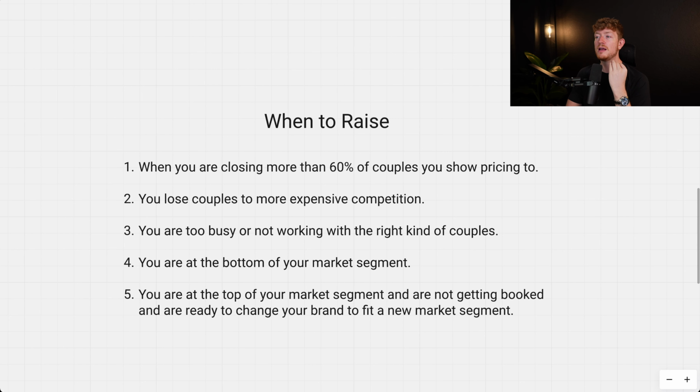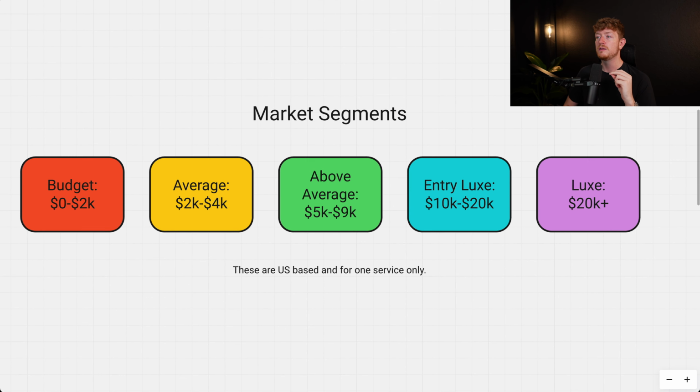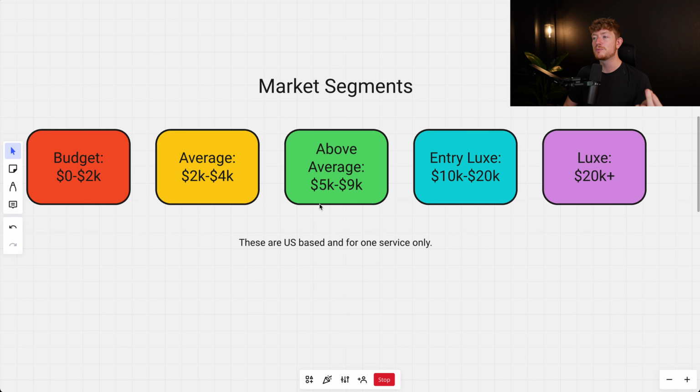Number four, this is where the market segments come in. You are at the bottom of your market segment. So, for example, if you're at the above average price point but you're starting at 5K, or your average is 5K actually, and you want to raise prices, then that's telling you that you have so much room to grow. When you're in these market segments in general, there's a lot of generality happening. So you also have to take into account the types of clients that you're bringing in. You've got to test it.